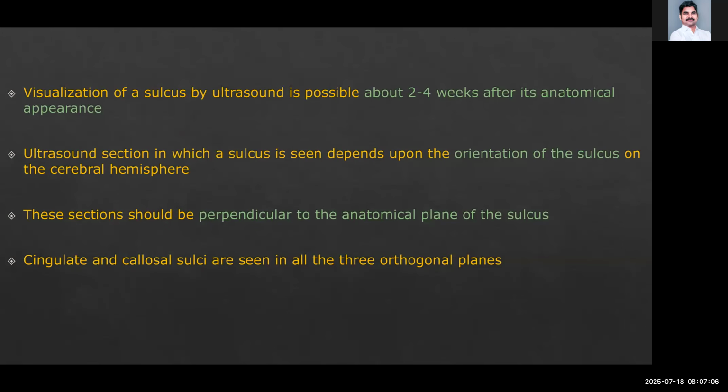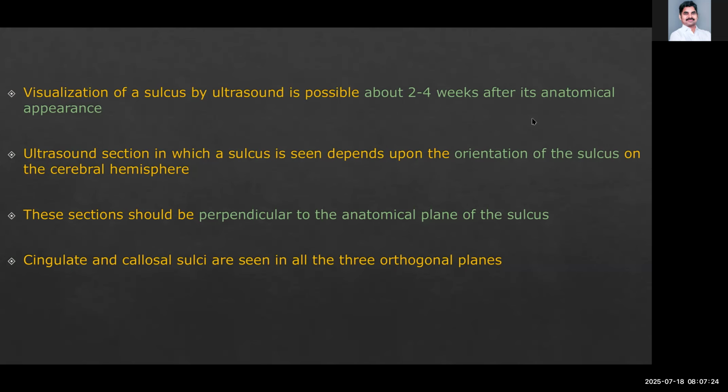Visualization of the sulcus by ultrasound is possible about 2 to 4 weeks after its anatomical appearance. For example, the parieto-occipital sulcus has its anatomical appearance by 18 weeks. It will be visualized by ultrasound at 20 weeks of gestation.